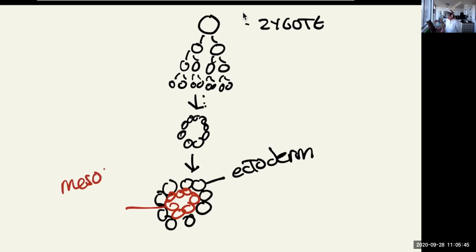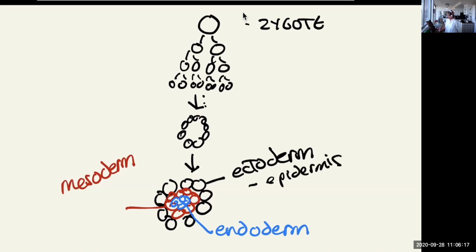Mesoderm, in the middle. And I'll use blue for endoderm. Those are the very first differentiations of cells. So they form layers. Ectoderm, for example, forms the skin, so the outer layers. It forms epidermis cells and much of the nervous system, although not all.